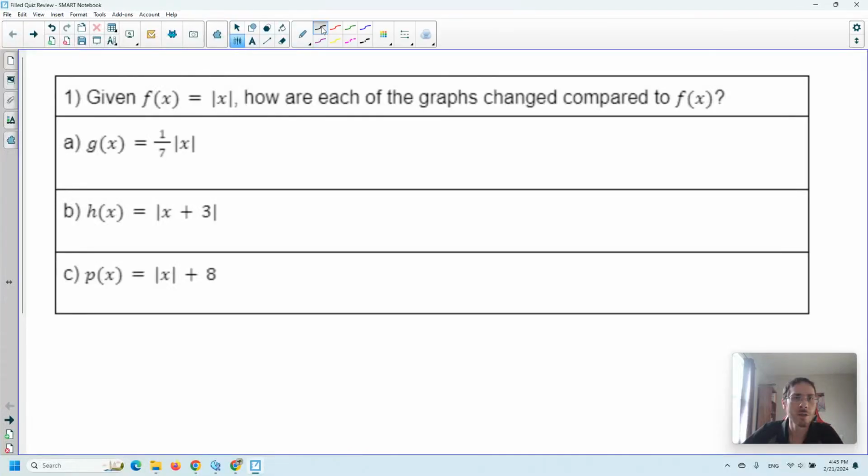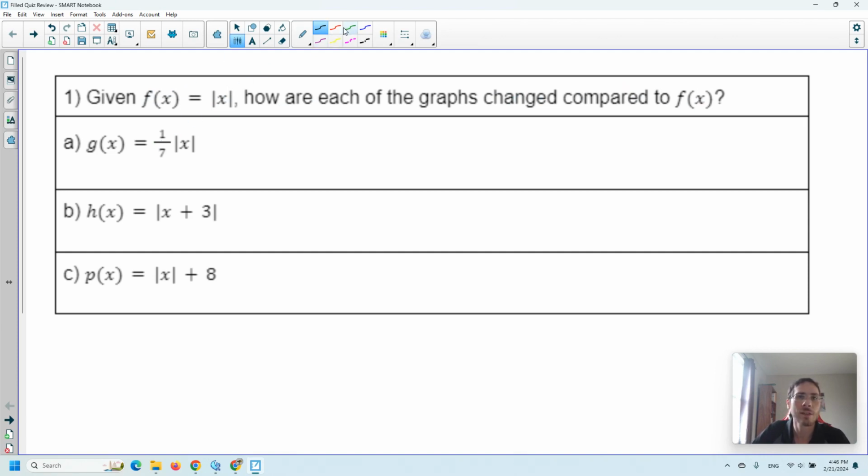So this is the Unit 6 quiz. All right, so Part A is some of the Unit 5 stuff that's included on the quiz. So this is when we did the absolute values. It says, for given f of x is equal to the absolute value of x, how are each of the graphs changed compared to f of x?